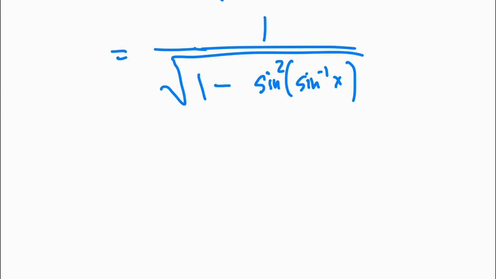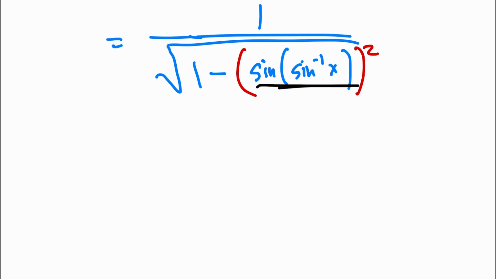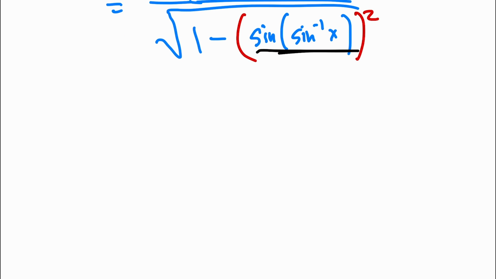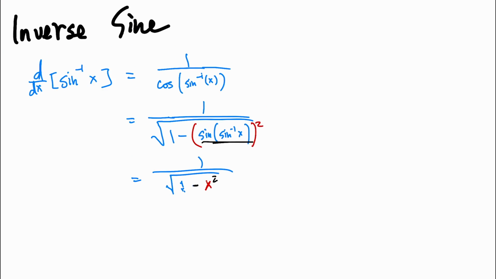It might be clearer if I write this as the sine of this, squared, because they're just interchangeable, different notations. And this thing inside, you can see that's just x. So that's just equal to 1 over the square root of 1 minus x squared. And that is our inverse sine derivative.